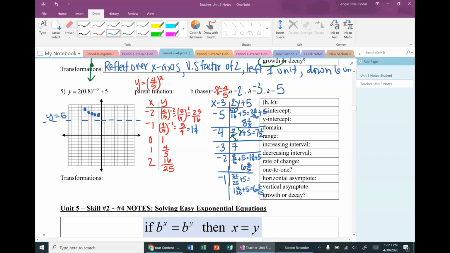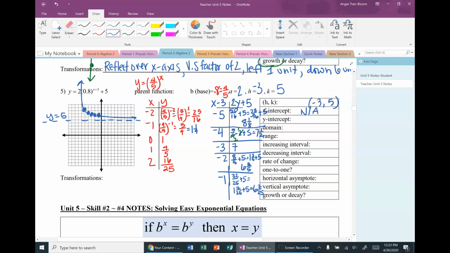Have all of the dots, so let's plot the dots. Make sure we have arrows on the ends. I missed all of the dots, so I'm just going to make them much, much bigger. There you go. All right, let's fill out our chart. We have h is going to be -3, k is 5. X-intercept, it will never ever touch the x-axis because it can't go below the asymptote.